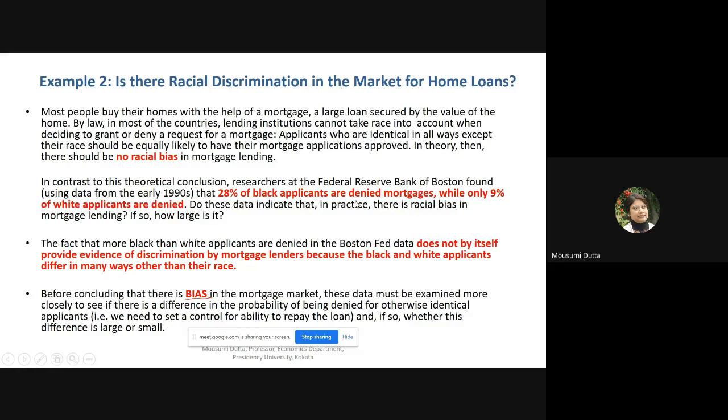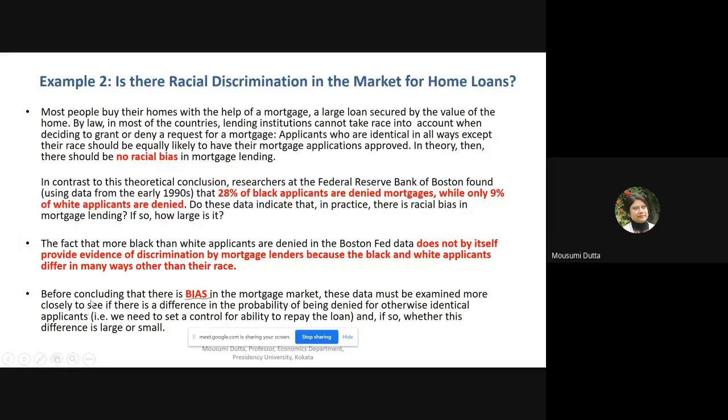So bias is not there with respect to the race. Problem is in some different place. So problem may be there because of lesser education. Problem may be there because of lesser level of understanding. However, problem is not there because of the color of the skin.